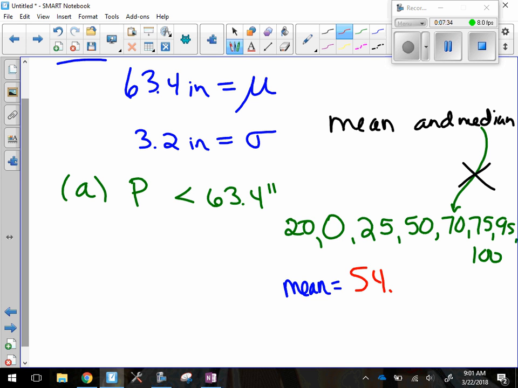$54 point what? How many values are smaller than the average? How many values are bigger than the average? What does the average mean?